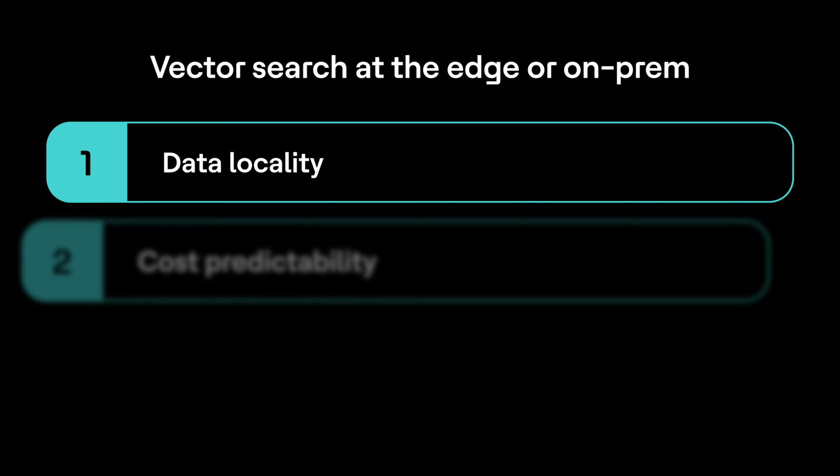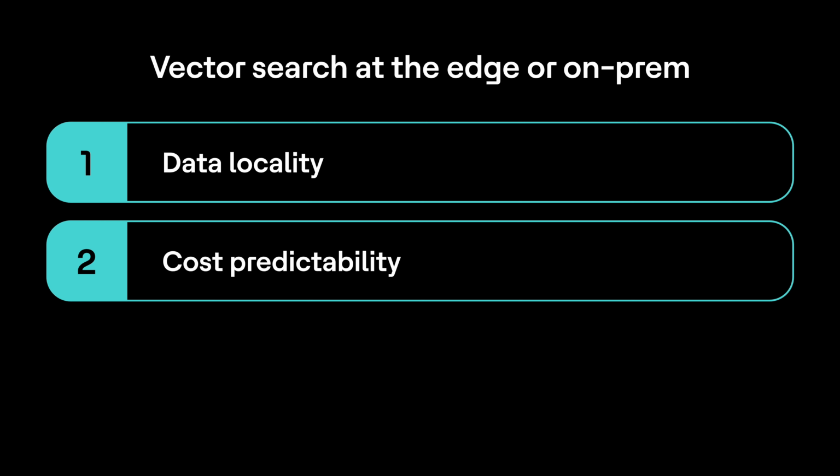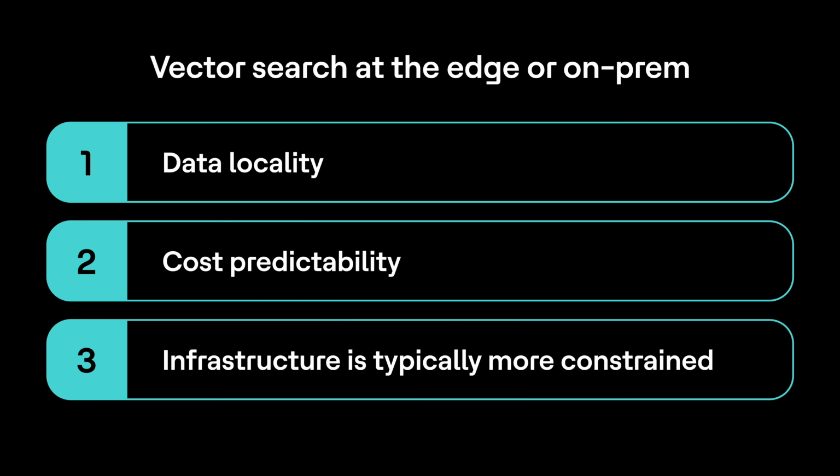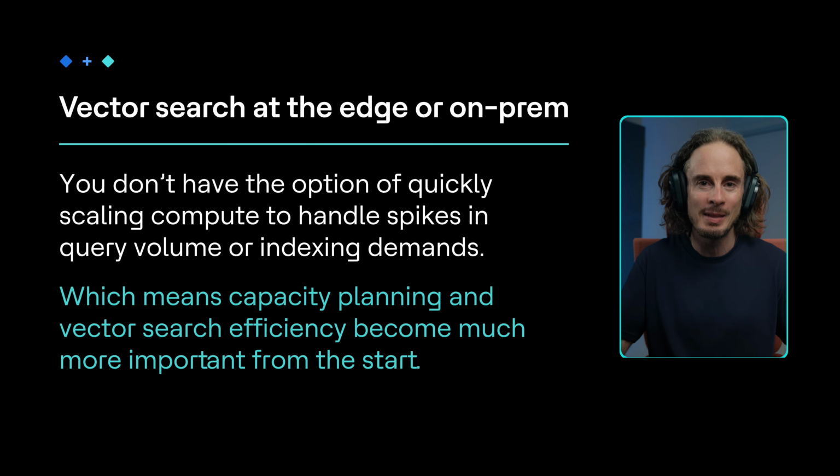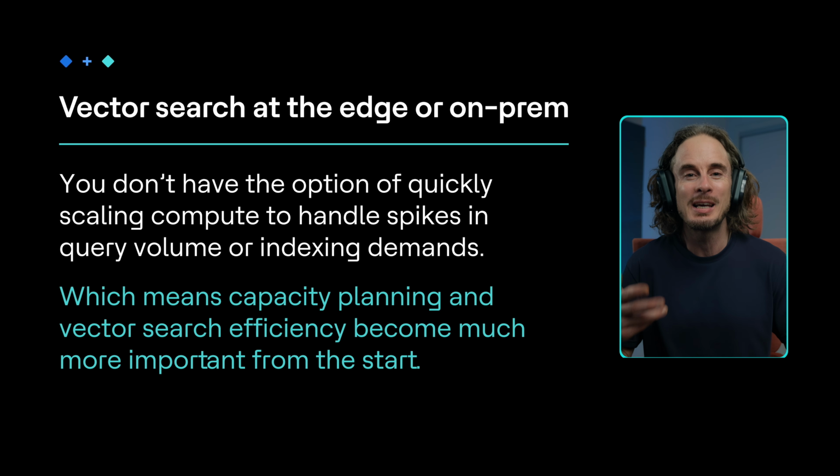Implementing vector search at the edge or on-prem is usually driven by infrastructure requirements, such as data locality and cost predictability compared to usage-based cloud pricing. The trade-off is that on-prem infrastructure is typically more constrained. You don't have the option of quickly scaling compute to handle spikes in query volume or indexing demands, which means capacity planning and vector search efficiency become much more important from the start.